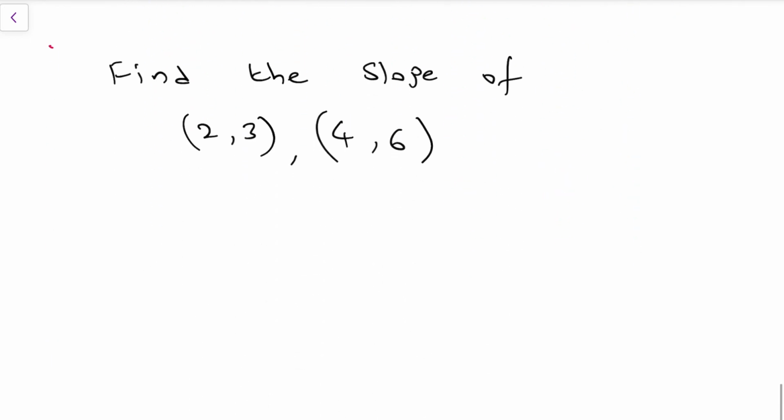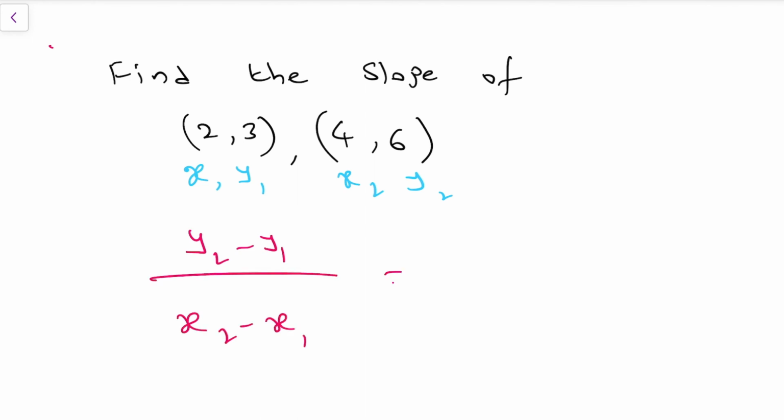Next one, find the slope of the given points 2, 3 and 4, 6. This is x1, y1, x2, y2. So what is the slope formula? y2 minus y1 divided by x2 minus x1. So here y2 value is 6 minus y1 is 3, whole divided by x2 is 4 minus x1 is 2, which is equal to 6 minus 3, 3, divided by 4 minus 2, 2.